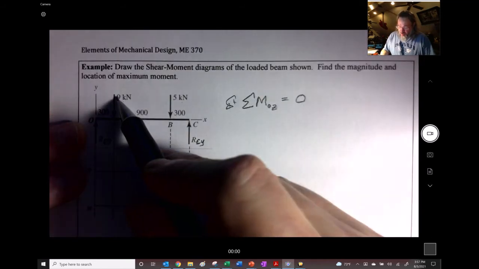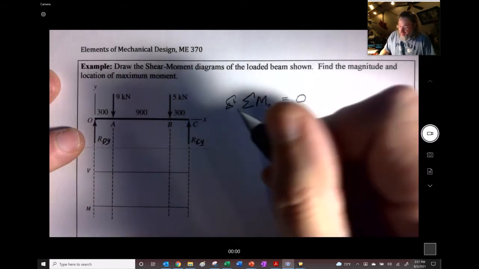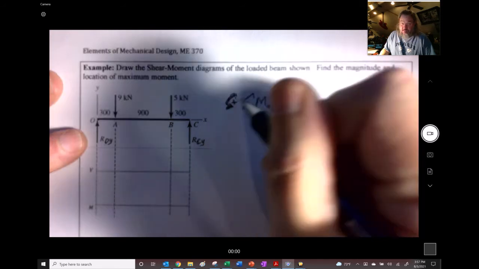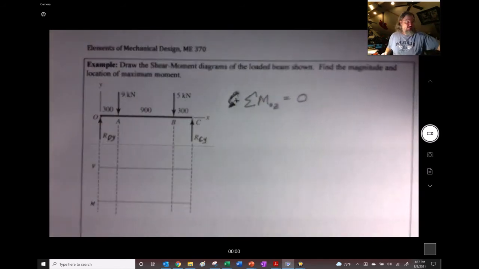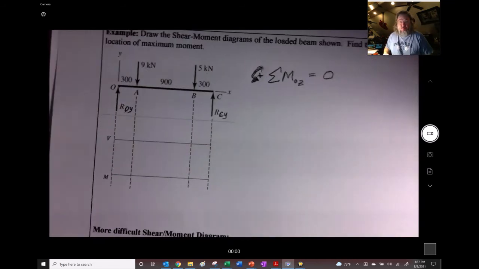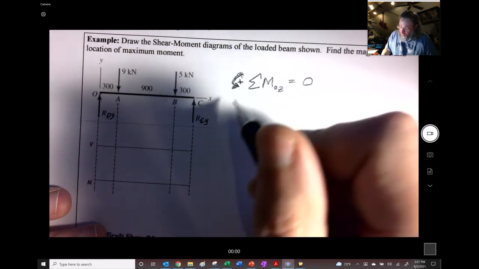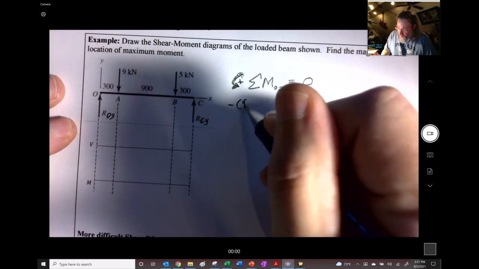And we note that about O, this is going to be clockwise. So that's going to be negative because we defined counterclockwise as positive right there, right? So we have negative 9 times 300.